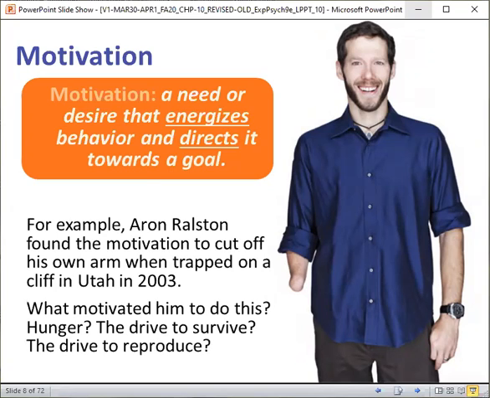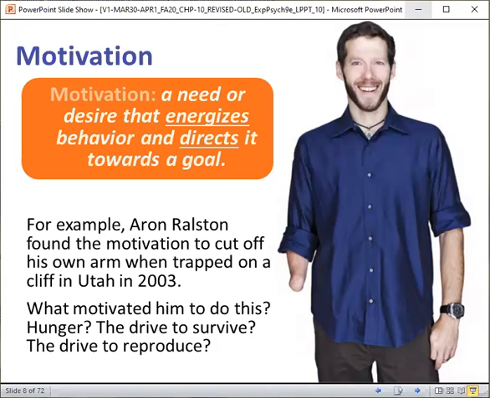So what motivated him to do this? The idea of hunger, probably, the drive to survive, the drive to reproduce, to have a family, to live a life a little bit more than the life that he'd already lived. So he found the energy and the perseverance to use a knife that he had available to him to saw through his skin, his flesh, and his bones in order to escape and survive.